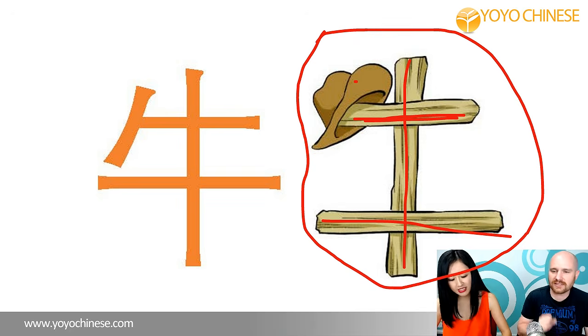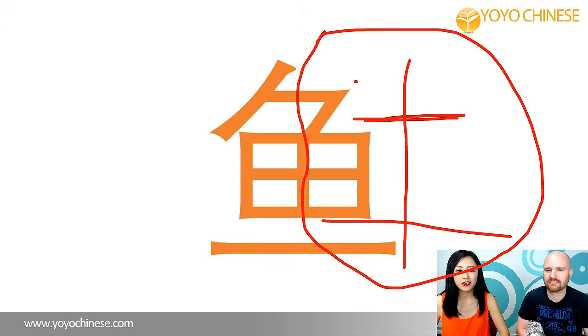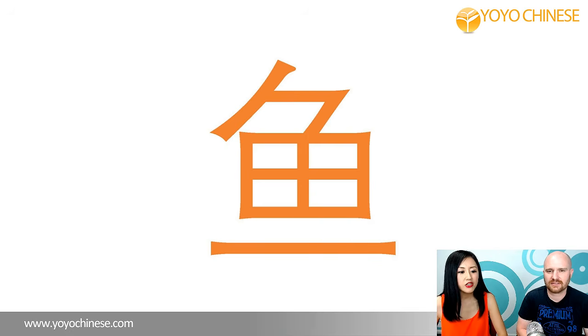Totally. Okay, so this is, by the way, niu, which means cow. Okay, let's continue. Oh, you gotta get the red off. So now we put the character on niu. Nice. Okay, so this one is yu. It means fish.